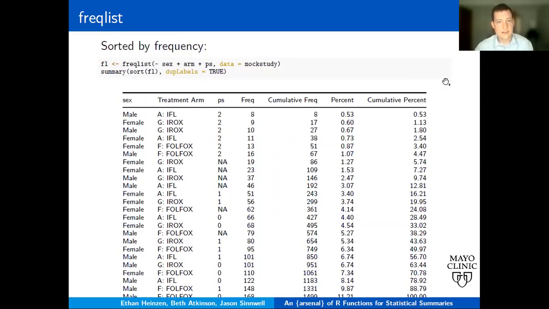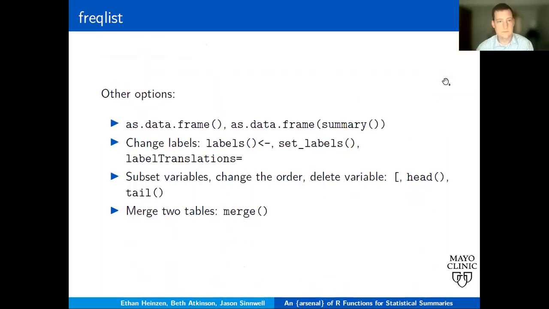The argument to disable that is the dupe labels argument, which here, when we sort the table, we want to be true so that we can see, as we've sorted the table, which levels of each variable this frequency count represents. Just like the other two functions, with freqlist, you can coerce to a data frame, you can change the labels, subset variables, and merge two tables together.